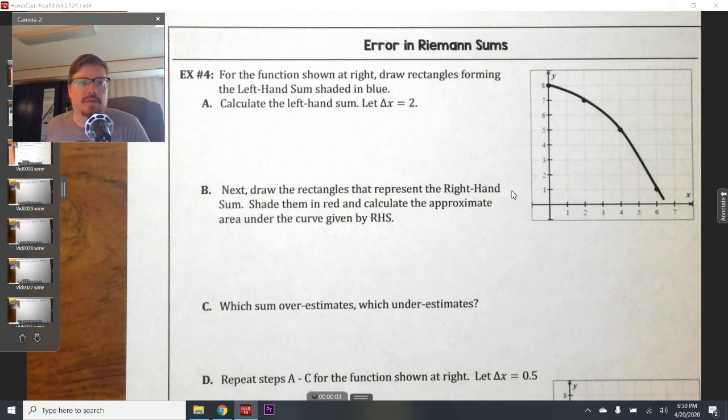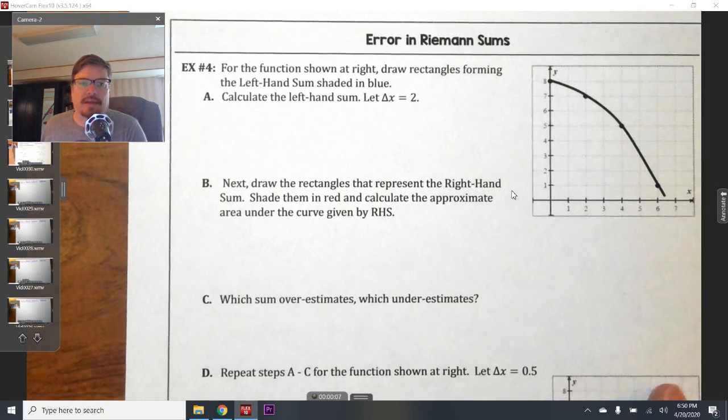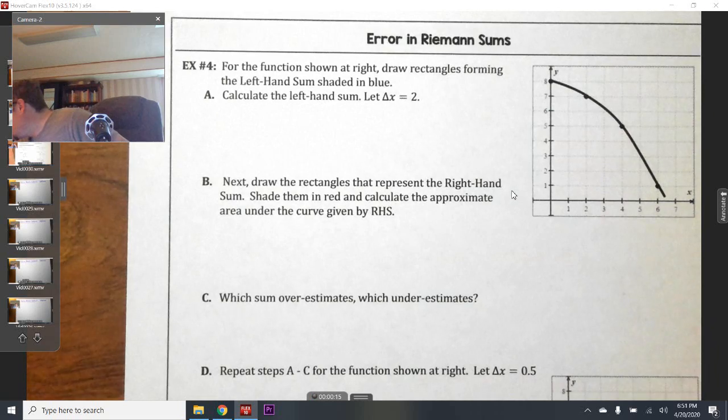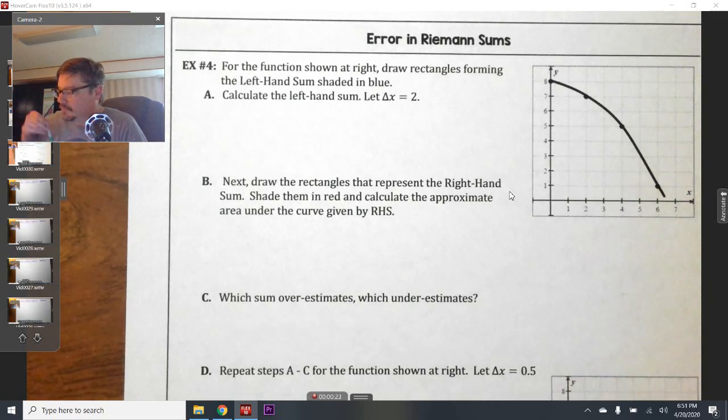Okay, so continuing with example 4. With the function shown at right, draw rectangles forming the left-hand sum shaded in blue. I have pink, and I want to follow the rules. I don't have blue. So it's going to be green.